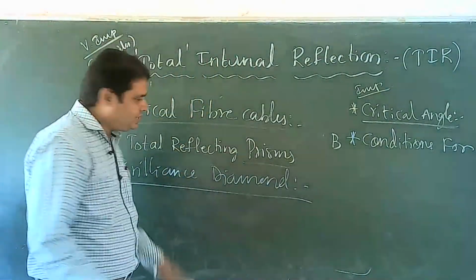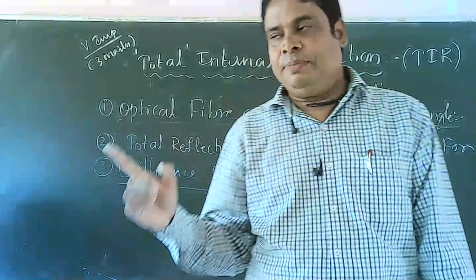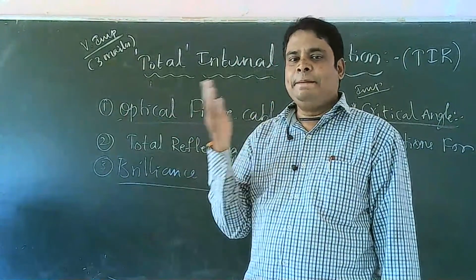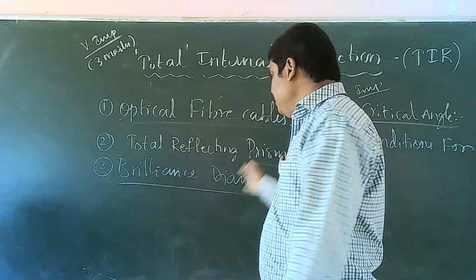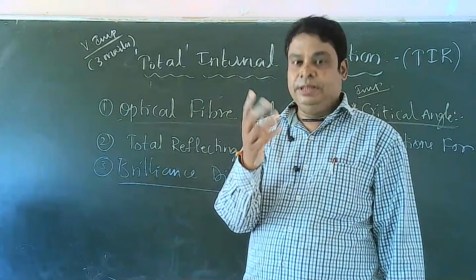So these are three major applications of total internal reflection. Let me repeat: total internal reflection is used in optical fibers. Second, in reflecting prisms. Third, in the brilliance of diamond. We have three different applications of total internal reflection.